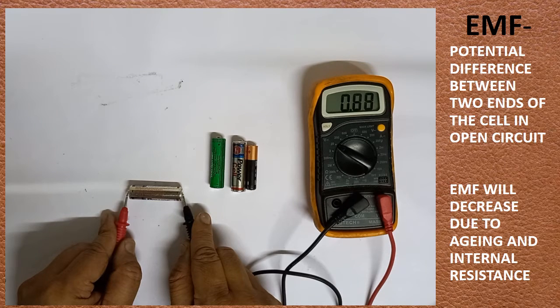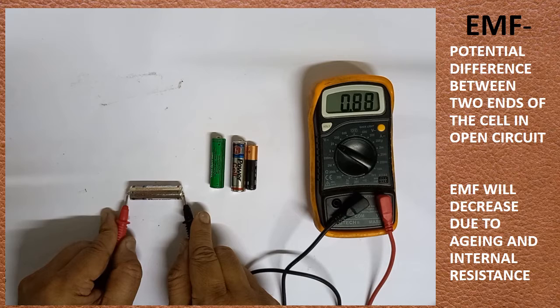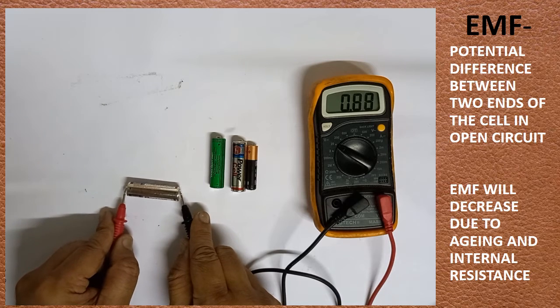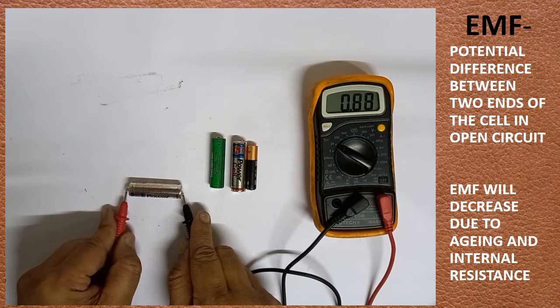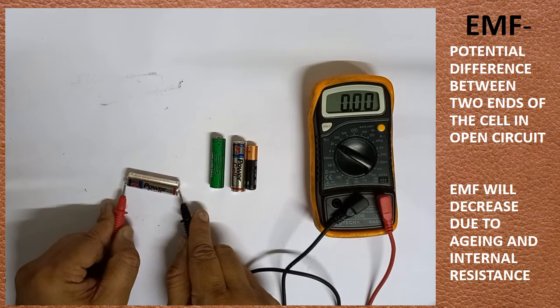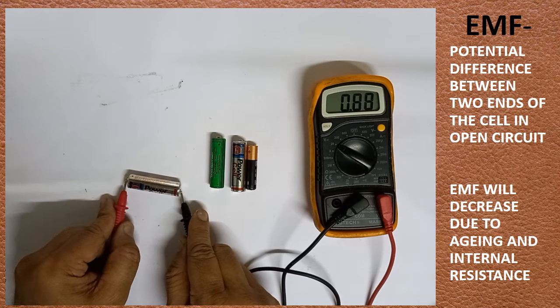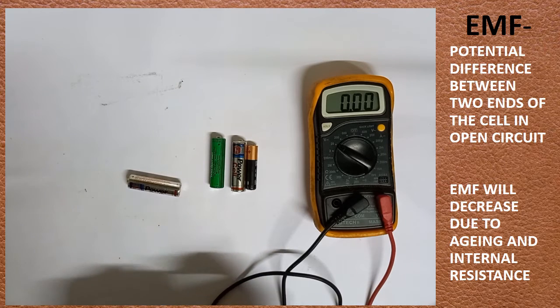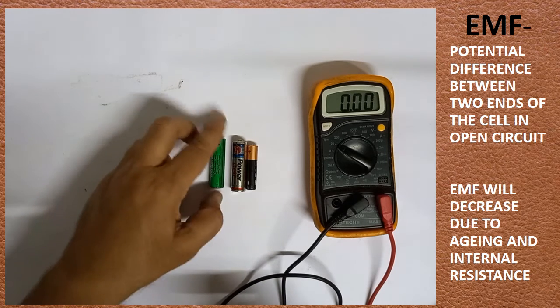The original EMF is 1.5 volt. Almost it has lost half of its strength, half of its energy. It is also not able to be used in any electric and electronic appliances. It should be thrown off. You can't use it even in watches or clocks. Understood? So the EMF of the cell is how much? 0.88 volt. Let's go to the next one.